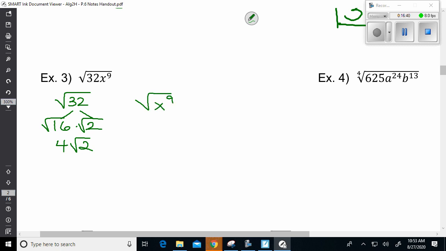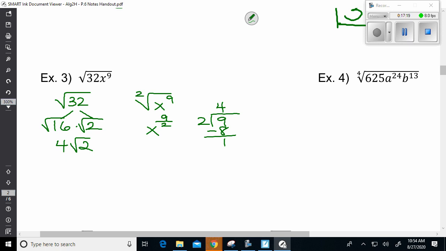Now you have x to the 9th. For variables, remember, if you have a square root, there's an understood 2 as the index. So now you divide these out. 9 divided by 2. 2 doesn't divide into 9 evenly. 2 divides into 9 4 times. You have a remainder of 1.